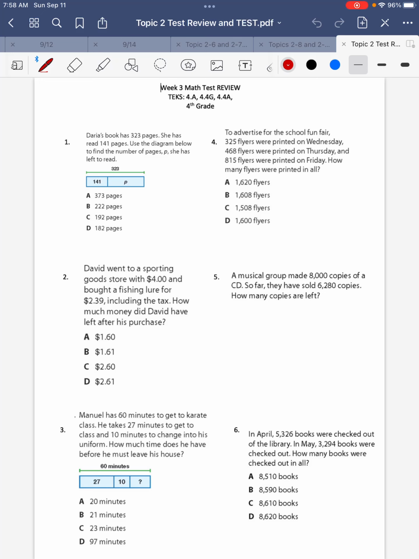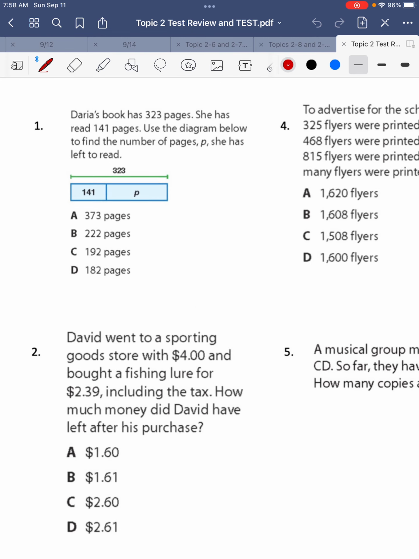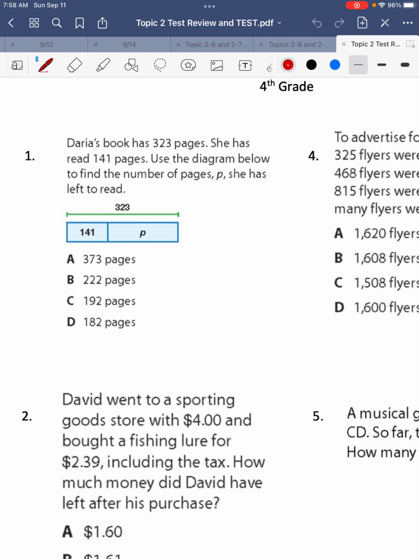Hi boys and girls, so I'm going to do topic 2 review. Okay, so this is everything that we have learned last week and part of this week.